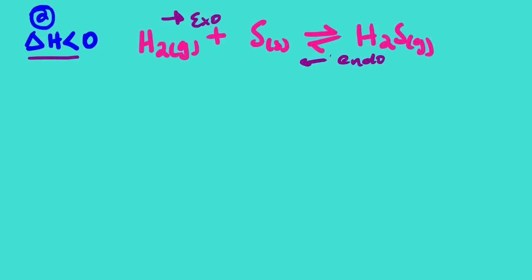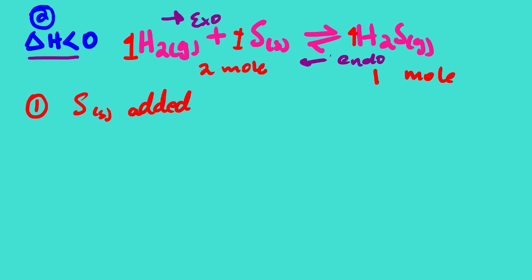Then looking at the sum of the coefficients, you can see that we have 1, 1, then we have 1. So on the left hand side we have 2 moles, on the right hand side we have 1 mole. So the first question says, how will each of the following changes affect the number of moles of H2S? We are talking about the product. At equilibrium, we should choose from increases, decreases, or remains the same.